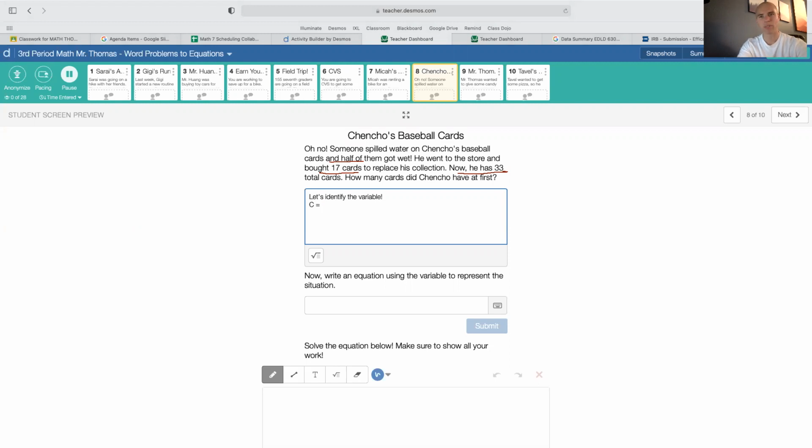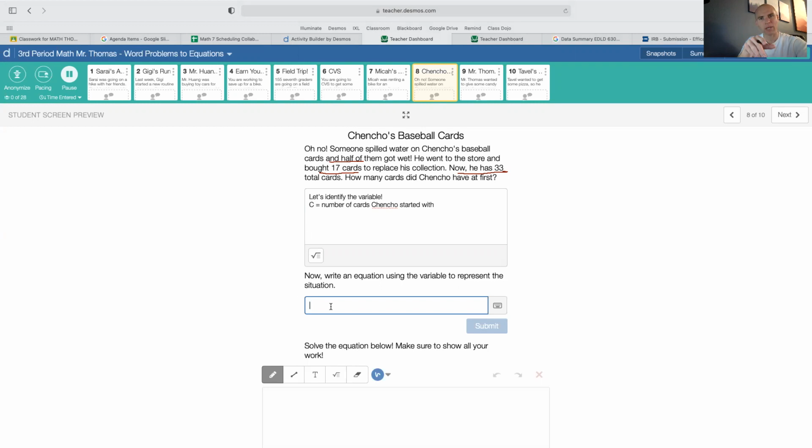So we're not going to write C represents his cards or the cards that he had, right? Because cards are a physical object. So those don't go in math equations. Numerical quantities do. So the number of cards Chencho, I guess we can say, started with. You could say number of cards in Chencho's original collection, something like that. Okay, so let's think about it. C is the number of cards he started with, right?